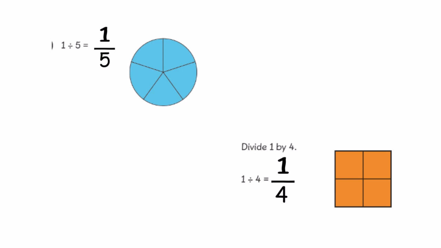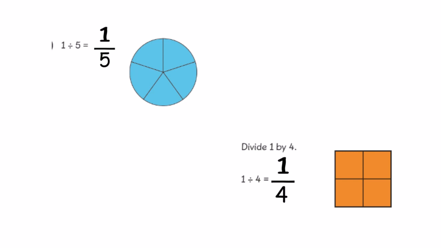Do you notice anything about the denominators and the number sentence? Pause the video and see if you can explain what you notice. We can see that the denominator is the same as the number we're dividing the whole into. Why do you think this is?